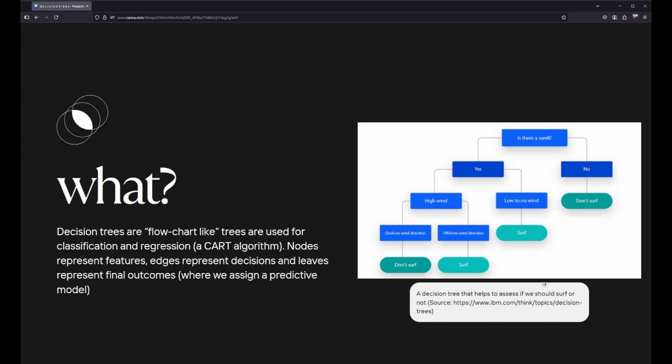So, for example, here I have a decision tree that will help to assess if we should surf or not. So if there is a swell, then we can go on to more different questions, for example, wind direction as well. But if it isn't a swell, for example, we won't surf. So in this way, we split on the features that matter to us. So here, the features that matter are swell, high wind, and wind direction. And based on that, we will then assign a predictive model.